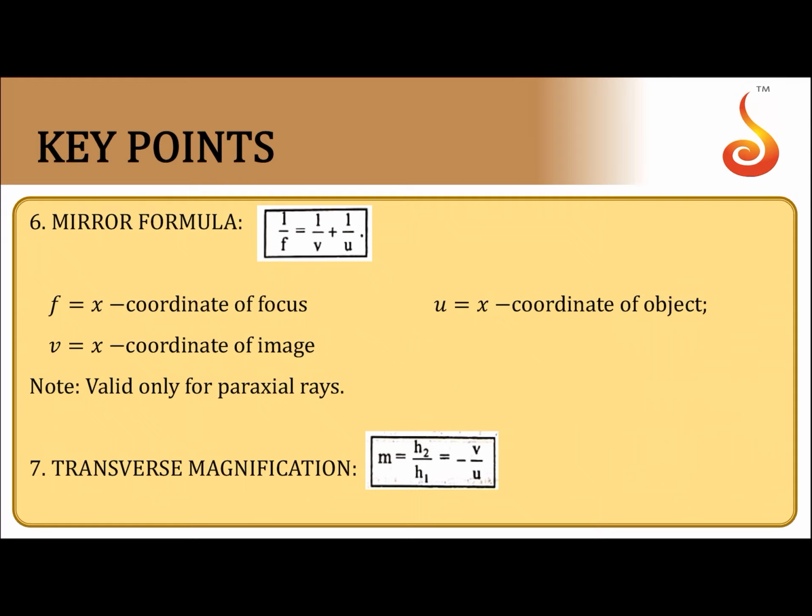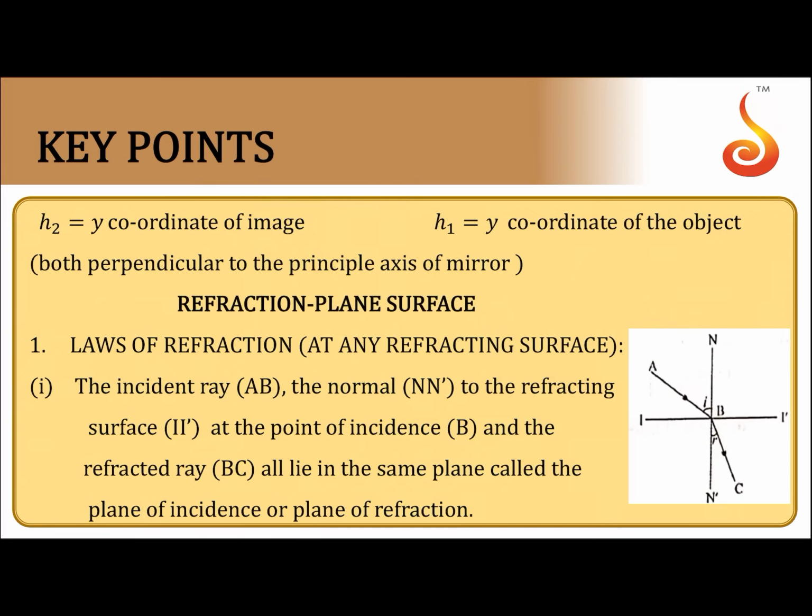The mirror formula we know: 1 by f is equal to 1 by v plus 1 by u. f is the x coordinate of the focus, u is the x coordinate of the object, and v is the x coordinate of the image. This is valid for paraxial rays. And the transverse magnification, that is, height of image by height of object, in the case of a spherical mirror is minus v by u.